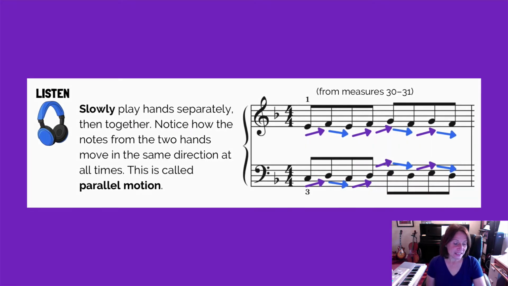And finally, here's the last section from the student exploration page. This time it's a listening activity involving parallel motion. Now, the music in this example is taken from the B section of the piece, from measures 30 and 31. So it says slowly, play hands separately, then together. Notice how the notes from the two hands move in the same direction at all times. This is called parallel motion.